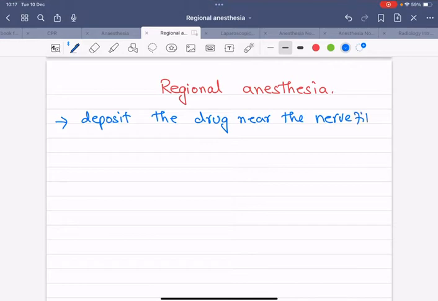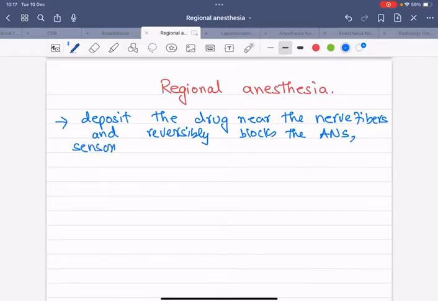We are going to deposit the drug near the nerve fibers, and it is going to reversibly block the autonomic, sensory and motor nerve fibers. Okay, so this is your regional anesthesia.